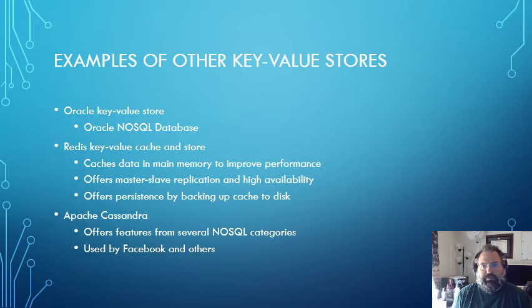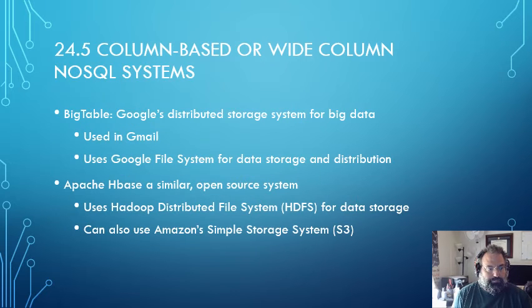Apache Cassandra, this is still around and still used, offers features from several NoSQL categories. It's used by Facebook and many others. 24.5 is around column-based or wide column NoSQL systems. Bigtable was kind of the first one and kind of kicked off this whole approach. It's a distributed storage system for big data. It's used in Gmail, and uses Google File System for data storage and distribution.